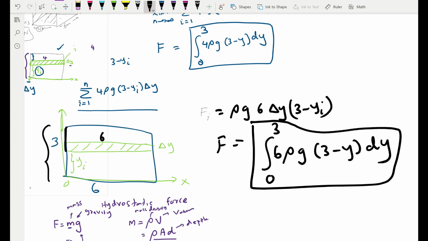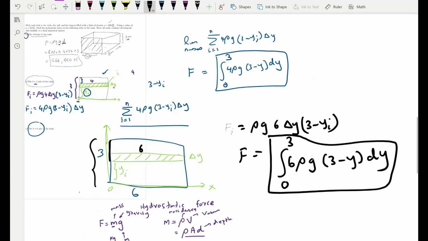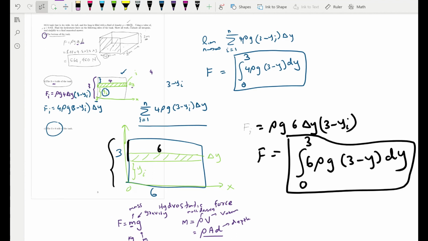So that's how you set up an integral to find the force exerted by water upon a certain object. In the next video I'm going to solve a couple more examples and show you how to set up the integrals.